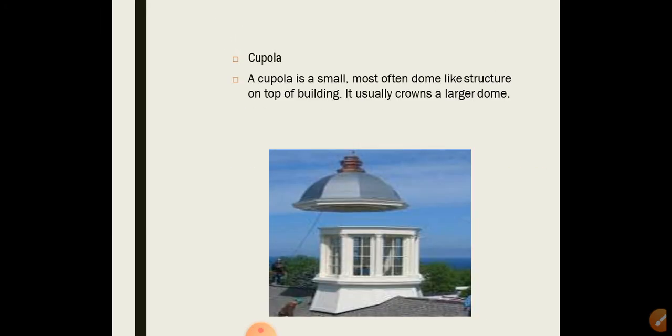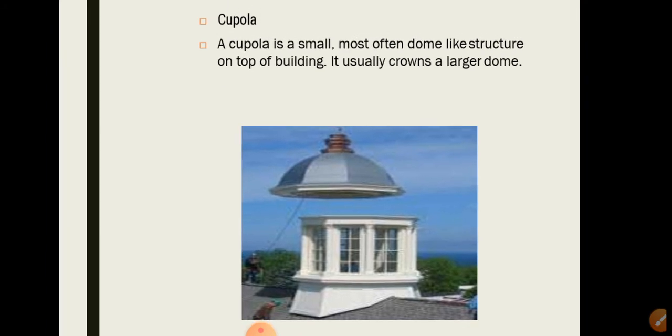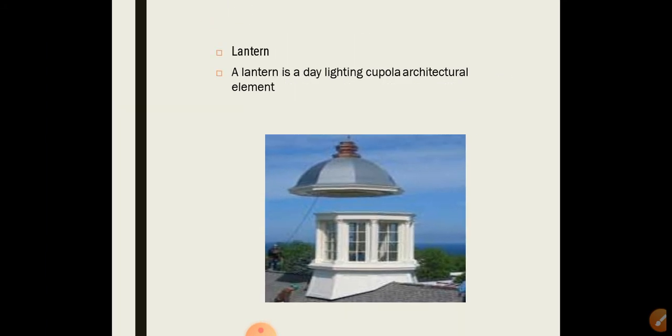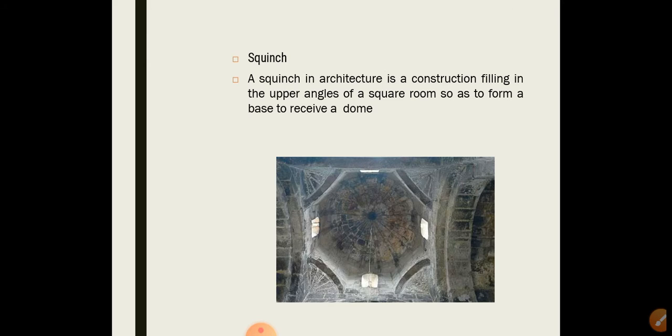Next we have the cupola. A cupola is a small, most often dome-like structure on the top of a building. It is the crown of the dome. This part is called the crown of the dome. Next you have the lantern element, that is the daylighting given to the architecture.